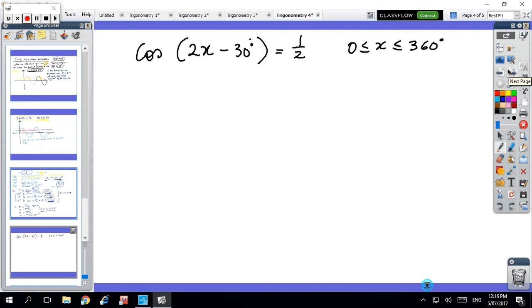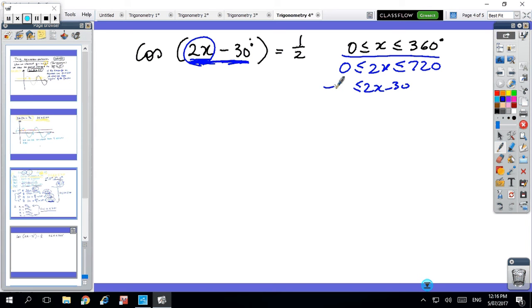Alright, so this one here, just for a change, I've got the answer in degrees. Now I'm going to do the domain change for you. So we've got a 2x and we've got a minus 30. So the first thing you do is you get the 2x sorted out. So we're doubling all the numbers. Okay, so 0 to 720. And then we've got to subtract 30, so we put minus 30. And so we subtract 30 from that end, and we subtract 30 from that end. So that's what 2x minus 30 is going to be between. And at the end of the day, our answers will be back to 0 to 360.